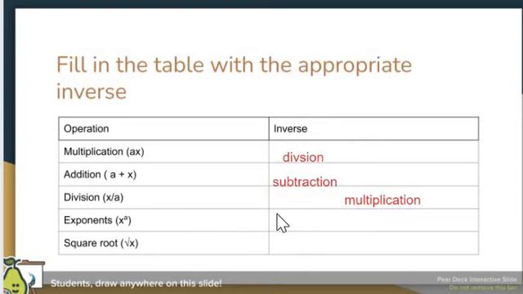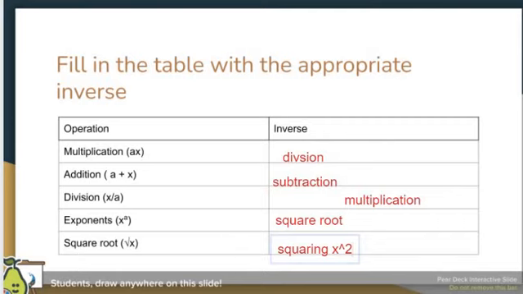For exponents, it's going to be square root, right? And for square root, it's going to be squaring, right? And squaring is raising anything to the second power, right? So exponents and square roots, those are the inverse of each other, right? Those are the opposite operations.